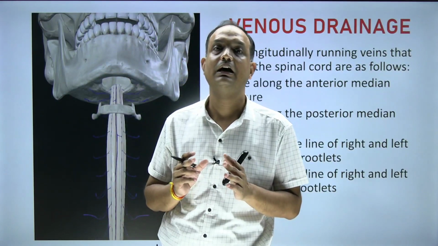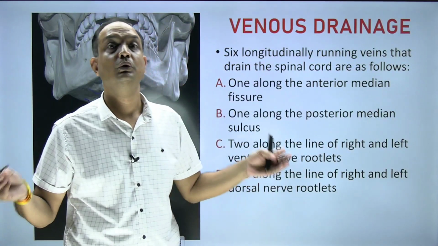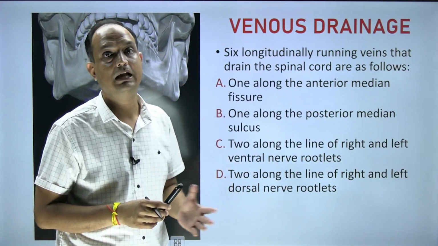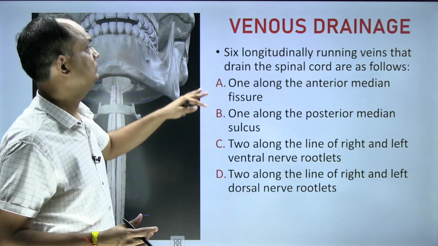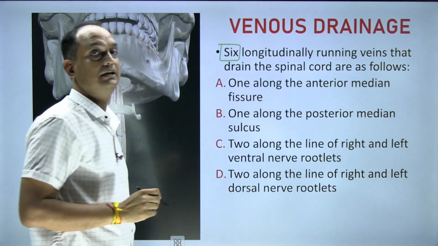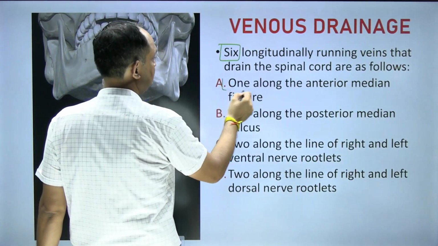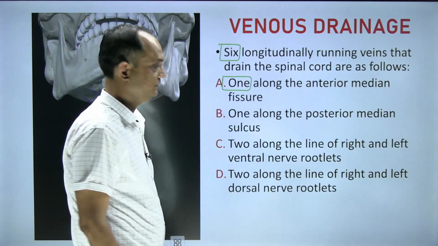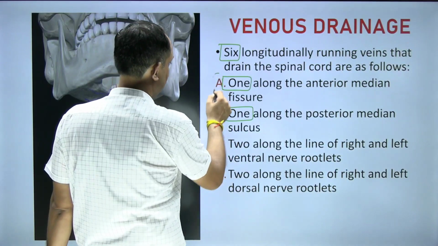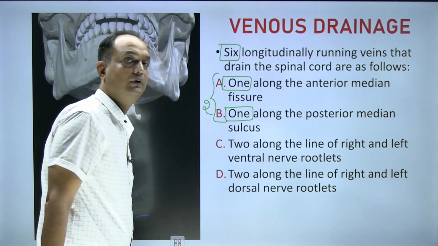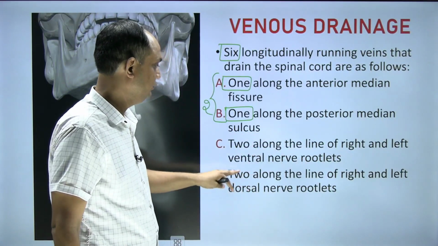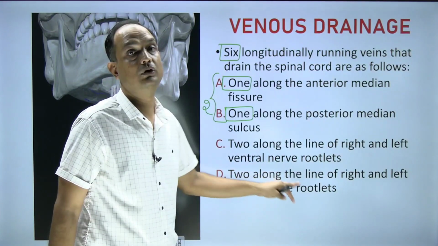Now, when you see the arterial supply, whatever blood is going is drained by the veins, which again have two patterns, longitudinal as well as segmental veins. So there are 6 longitudinally arranged veins, and these veins are draining the spinal cord. One vein is running anteriorly along the anterior median fissure, then one along the posterior median sulcus. Now, these are the two. Apart from that, you will find 2 along the line of the right and left ventral nerve roots and 2 along the line of the right and left dorsal nerve roots.